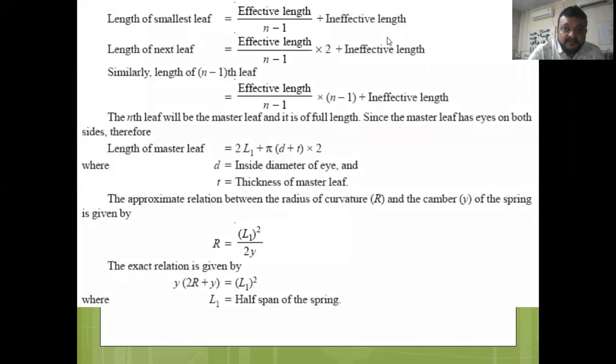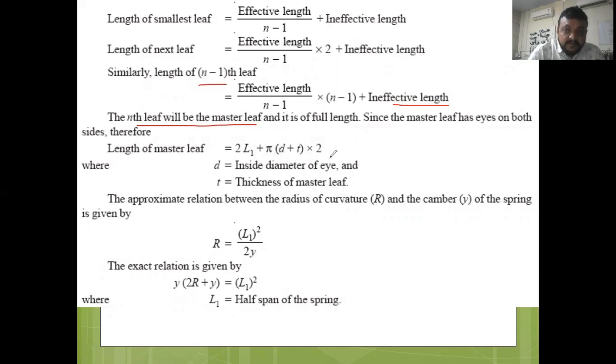In general we can call it the length of the (n minus 1)th leaf. If n is the total number of leaves, suppose the total number of leaves is 8, then the length of the 7th leaf is effective length divided by n minus 1 into n minus 1 plus ineffective length. You have to add the ineffective length, and the nth leaf automatically becomes the master leaf, or full length leaf, over which eyes are to be set.